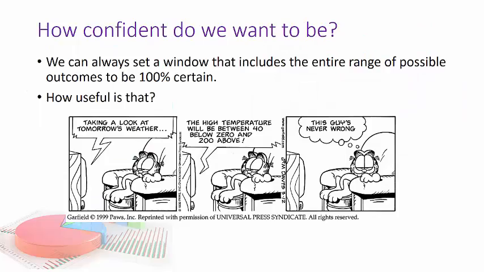So how confident do we want to be? We could always set a window that includes the entire range of outcomes, right? And I like this Garfield cartoon in your book. Taking a look at tomorrow's weather, the high temperature will be between 40 below zero and 200 above. And Garfield says, this guy's never wrong. And we can go with that option. But how useful is that? It really means we don't know anything, all right?